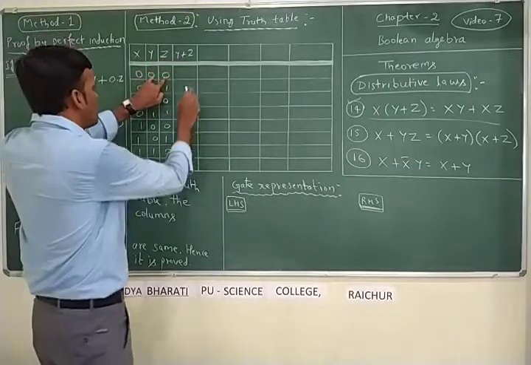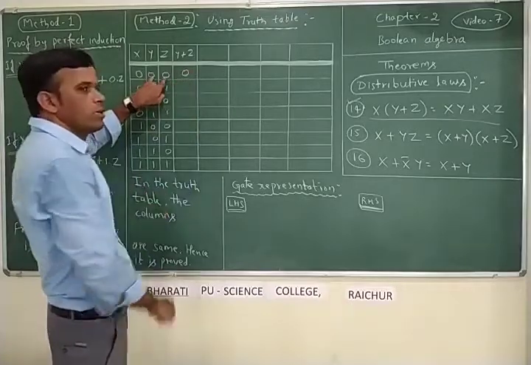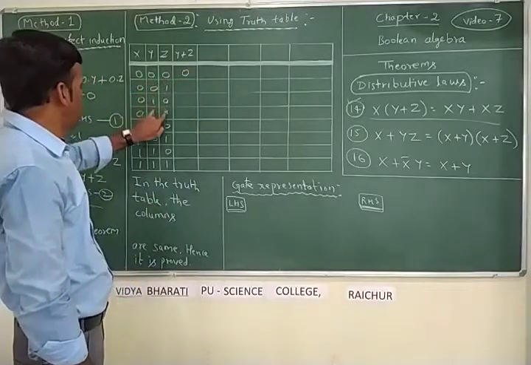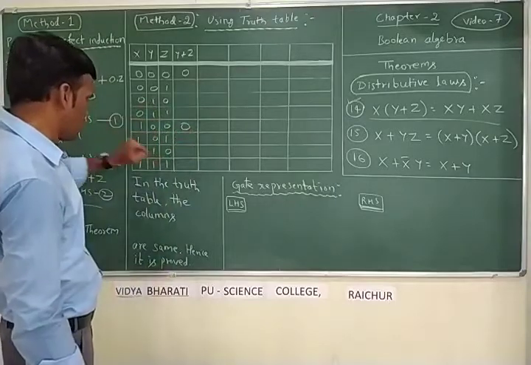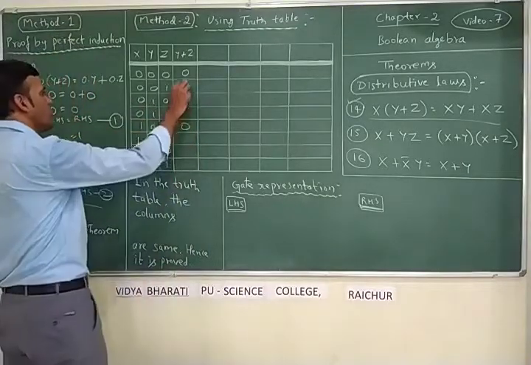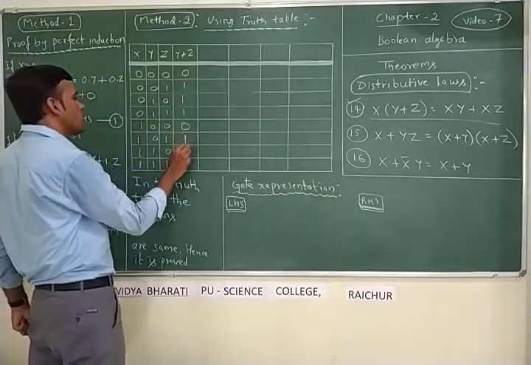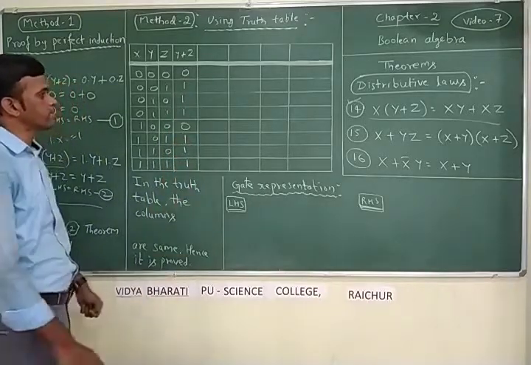So when both are 0, then only it is 0. If not, it is going to be 1. Okay. So now for the remaining boxes, I fill with binary value 1.